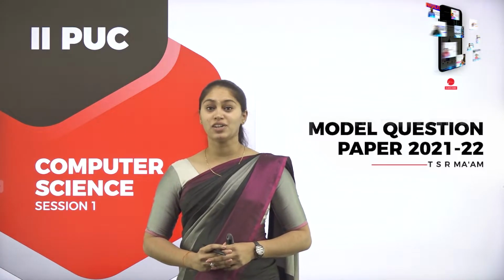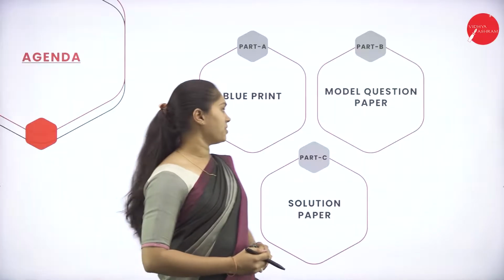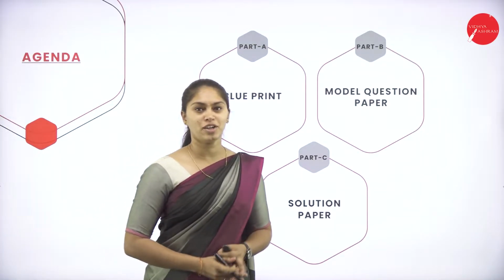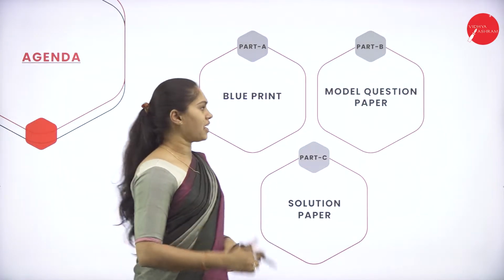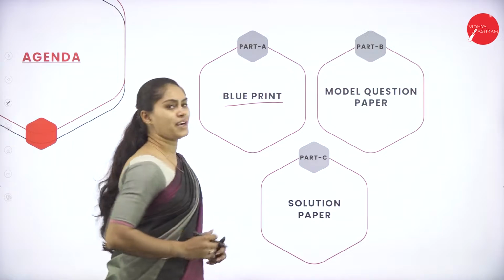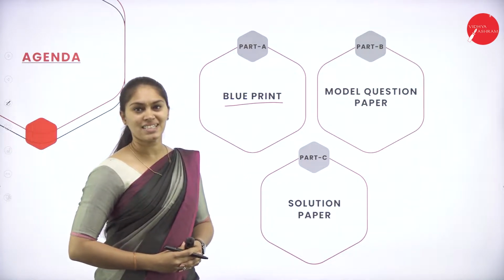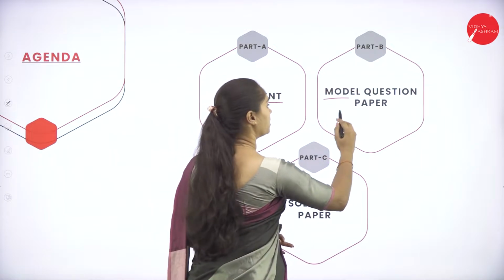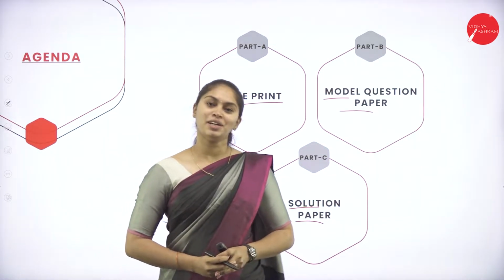In this session, we will be discussing the model paper of 2021 and 2022, which is released by the Karnataka PU Educational Board. In today's session, we are going to discuss the blueprint of each chapter, which is released by the PU board, so I am going to discuss the blueprint of second PUC's computer science. Along with that, we will be discussing the model question paper, and along with the solution, I will be discussing it in today's session.